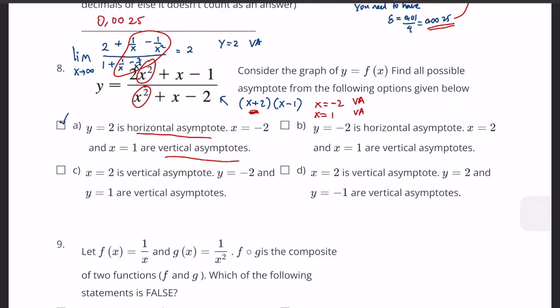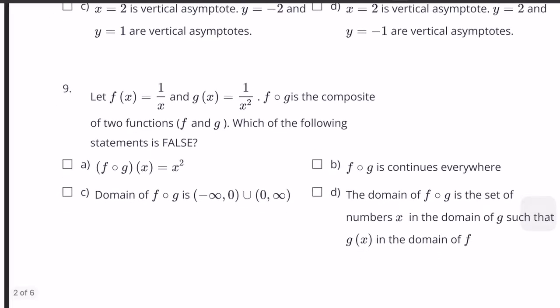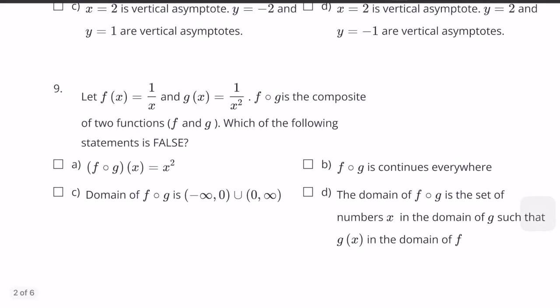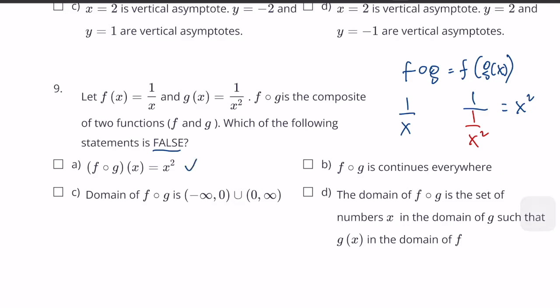Okay, number 9. We need to find which of the following is false. Okay, so f of g is f g of x. So f is 1 over x and g is 1 over x squared. So we can write 1 over 1 over x squared, and this becomes x squared. So it seems okay, right?